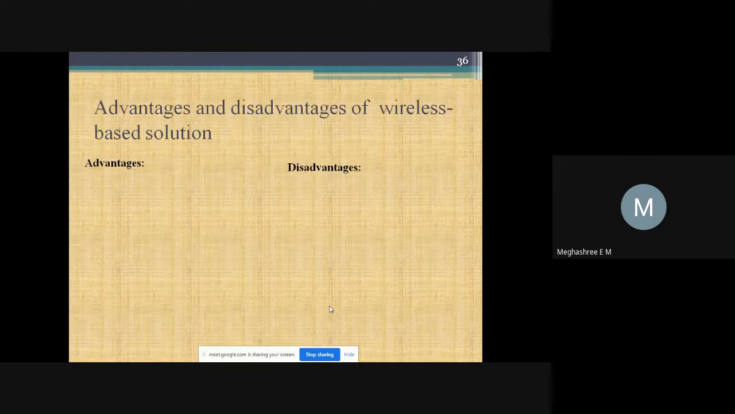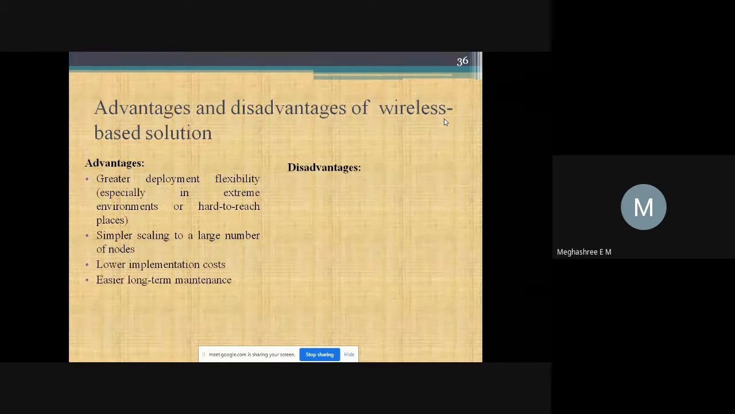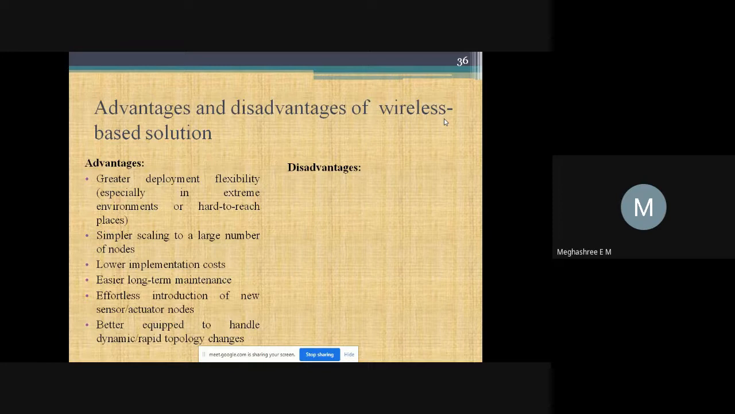So the advantages of using a wireless solution or wireless network are, first, greater deployment flexibility. Second, simpler scaling to a large number of nodes, lower implementation cost, easier long-term maintenance, effortless introduction of new sensor or actuator nodes, and the last one is being better equipped to handle dynamic or rapid topology changes. These are the advantages of using a wireless network with respect to SANET.